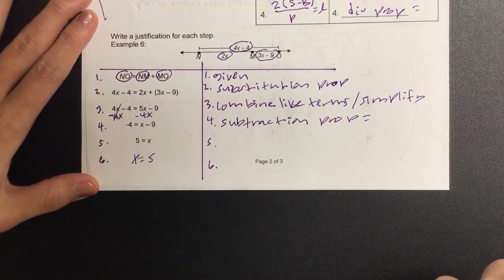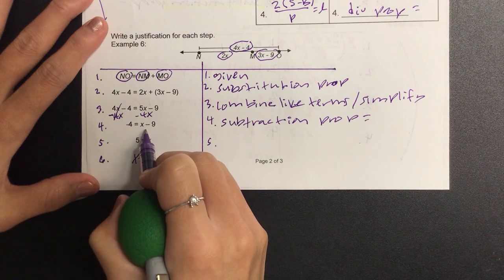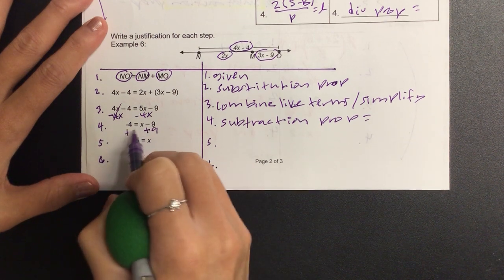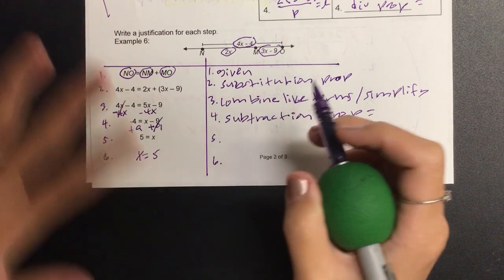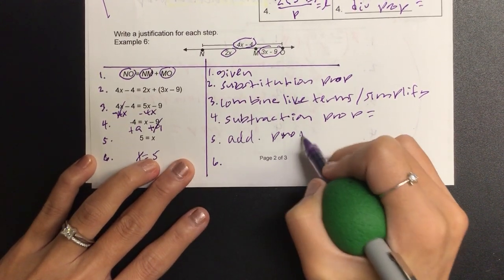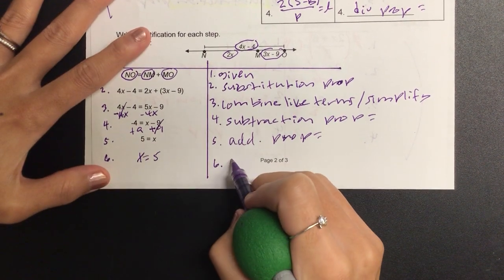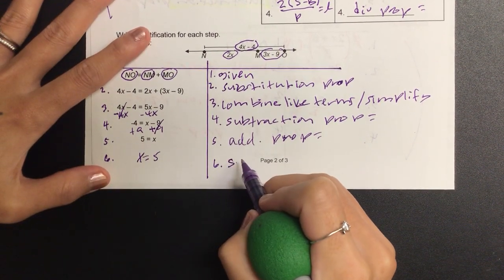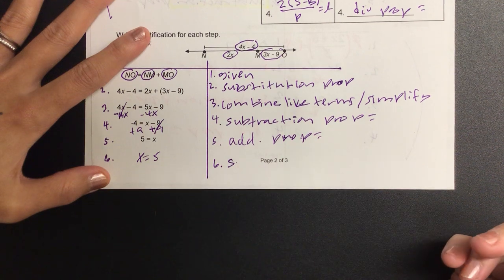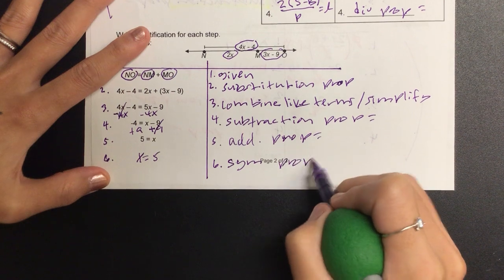So what operation are we doing from step 4 to 5? We are adding 9 on both sides. So that was addition property of equality. And we know our last one is what property? It was on the front. If A is equal to B and B is equal to A, symmetric property of equality.